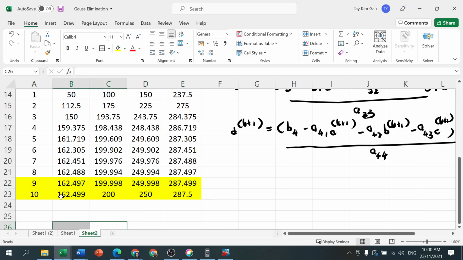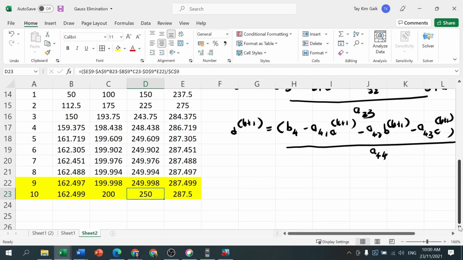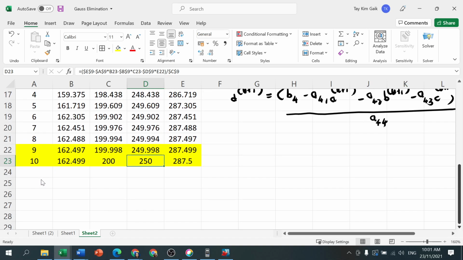See, 162.499497. The last digit differs by 2, so it means it's less than epsilon. This value also differs by 2 at the last decimal place. This one also, this one also. So you can stop at 10, and the result is row number 10.